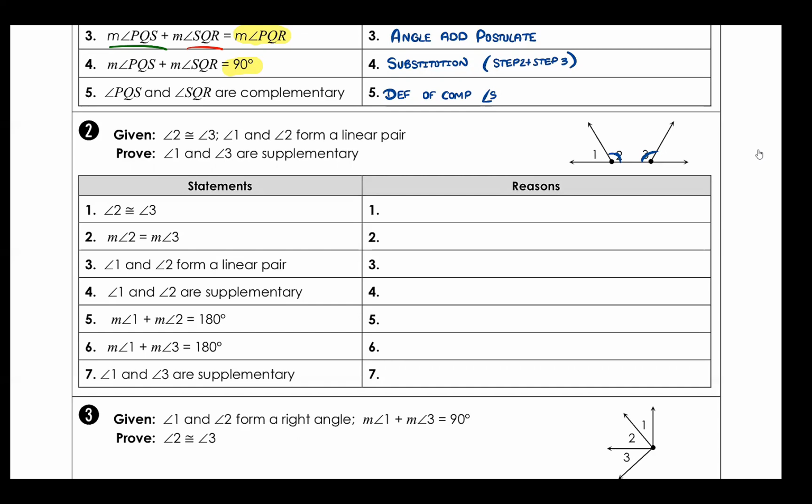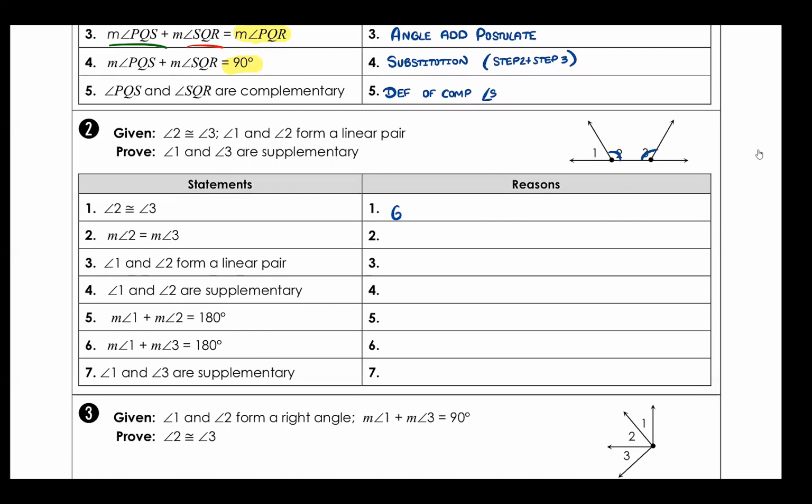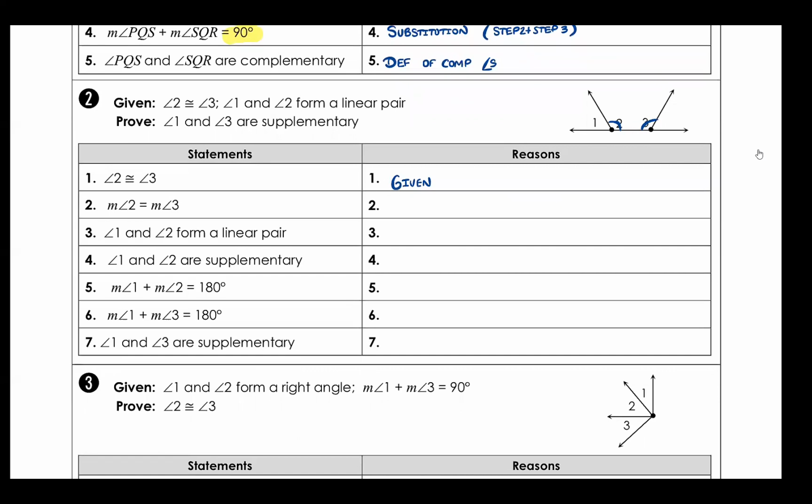So angle 2 is congruent to angle 3. How do we know that? It's given. The measure of 2 equals the measure of 3. What do you think? Linear. Why linear? 2 and 3, but they've got to share a split.